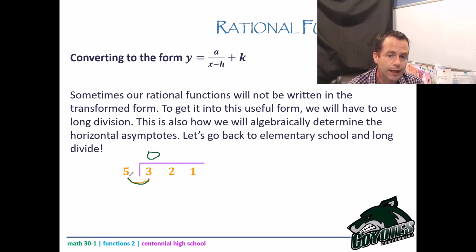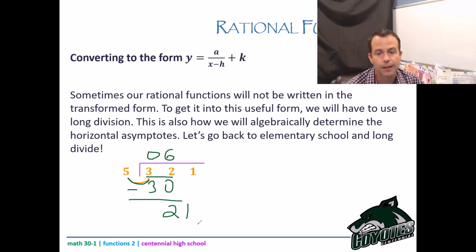Now I go, okay, how many 5s fit into 32? The answer to that is 6. Now, 6 times 5 gives me 30, so I've taken care of 30 of that 32. I subtract and I get 2. Drop the 1 down, and now I'm left with 21. How many 5s fit in 21? The answer to that is 4. Then 4 times 5 is 20, and I have a remainder of 1.